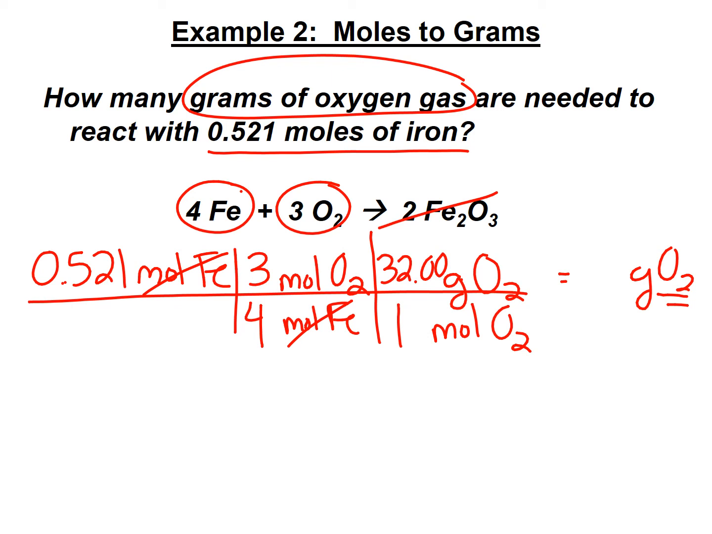And your final answer here will be 12.5 grams of oxygen. And because I started with 3 significant digits, I rounded to 3. Remember that leading 0 here does not count. It's not a significant digit.